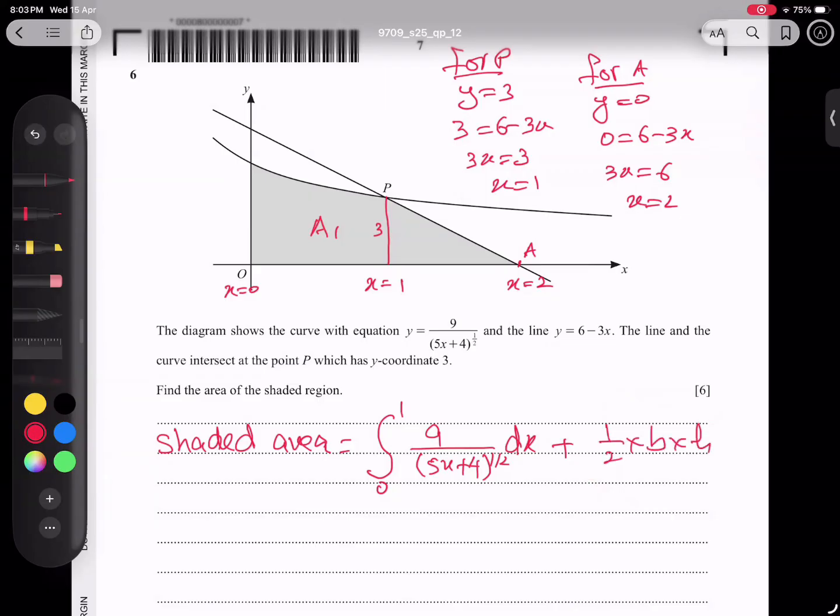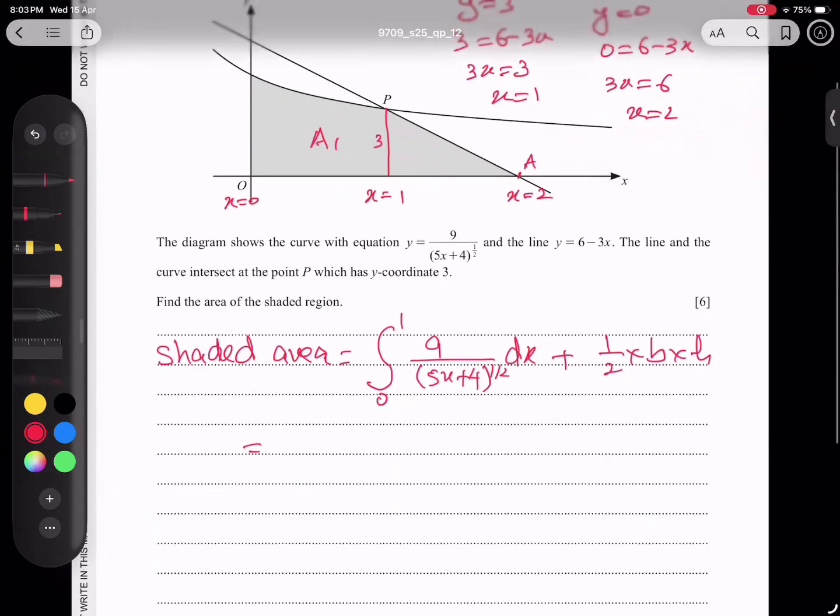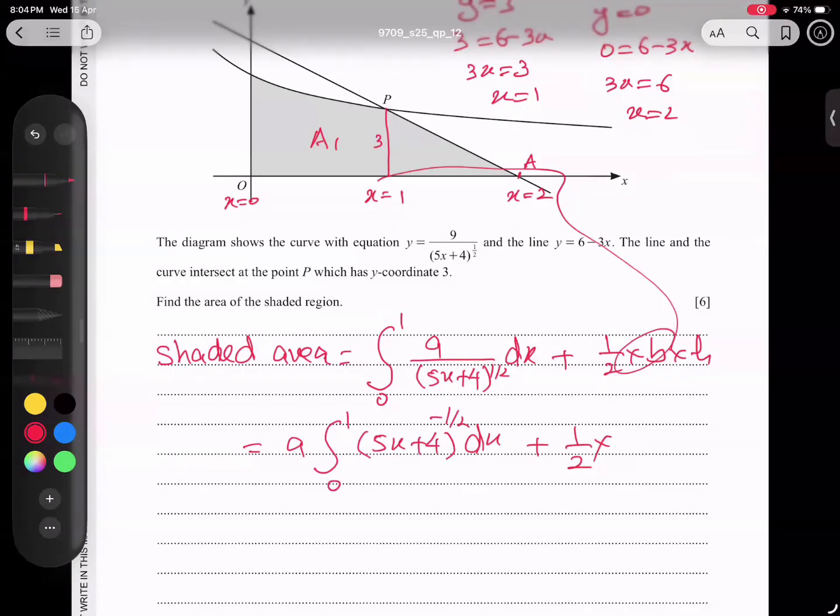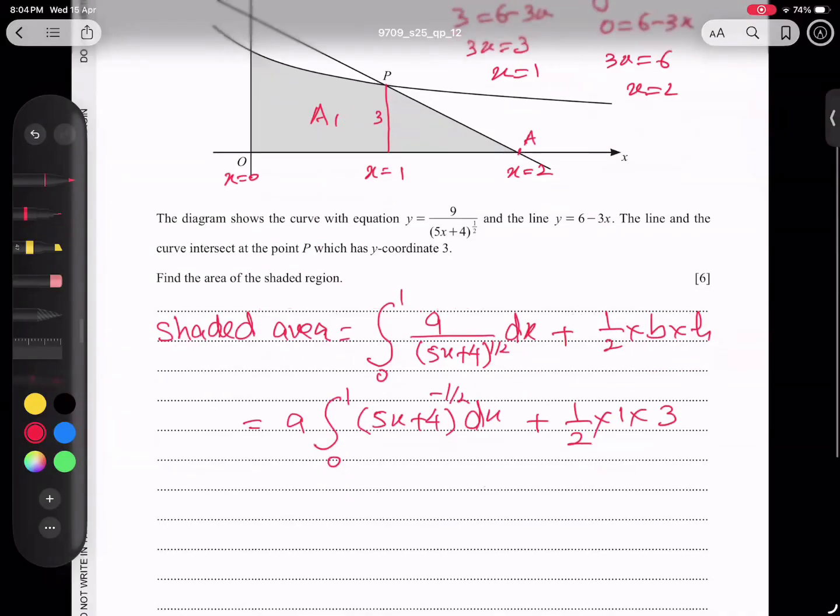All right. Now I'm going to do it, and can I bring 9 outside? Yes, 9 is a number we can bring outside, to make the question easier. And I got the integral from 0 to 1 of (5x plus 4) to the power negative half dx. And here I'm getting half into base. What is the base? Look, this 2 minus 1 is 1, the base. And what is the height? This 3 is called height. So I think that is clear.